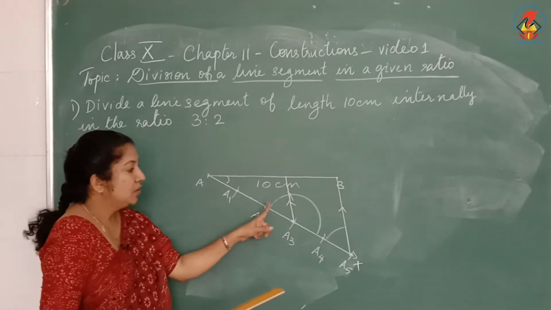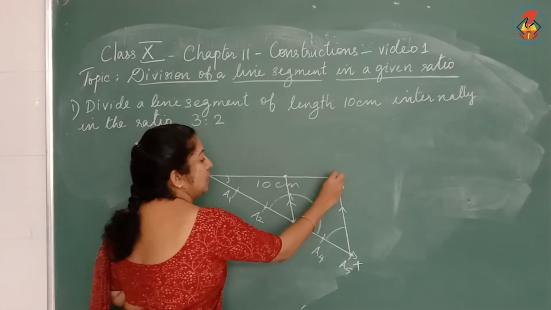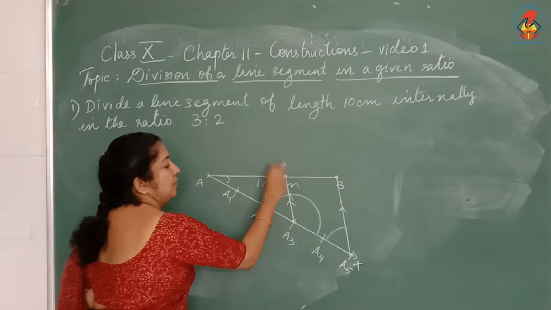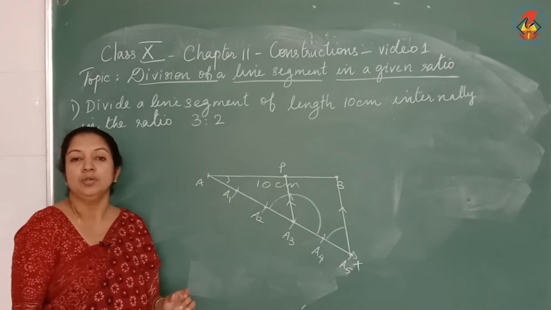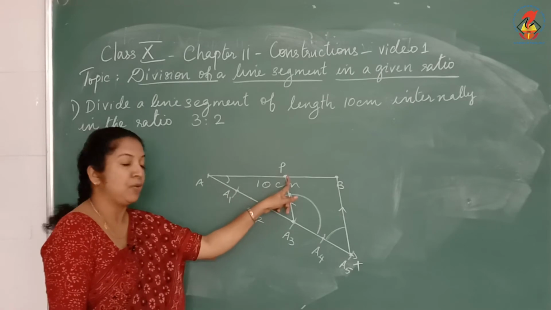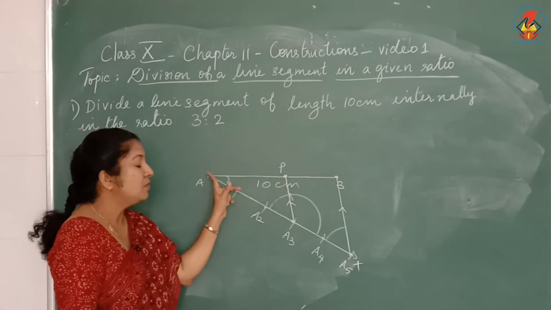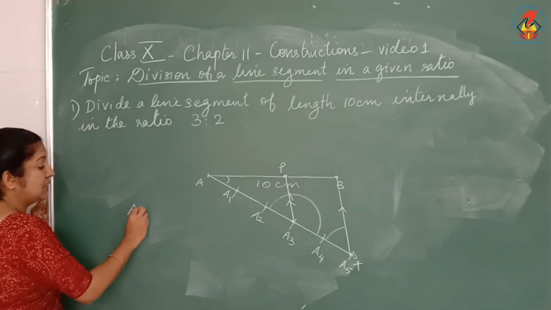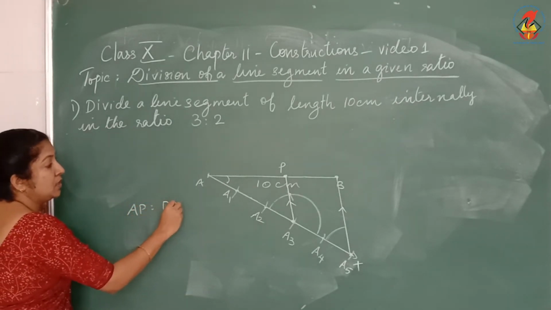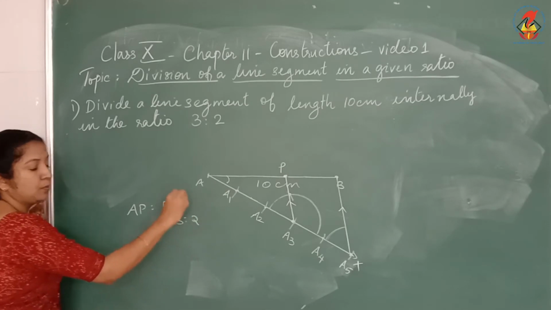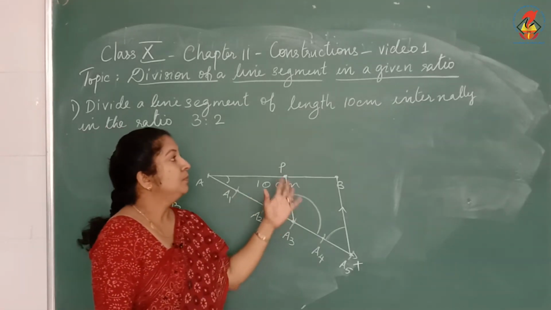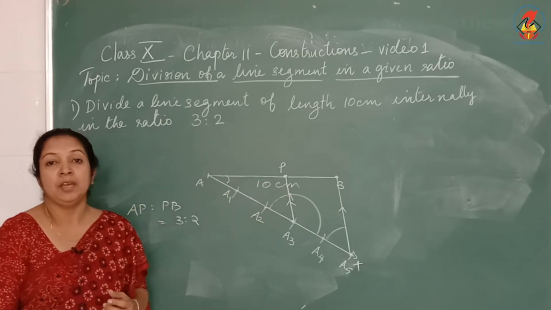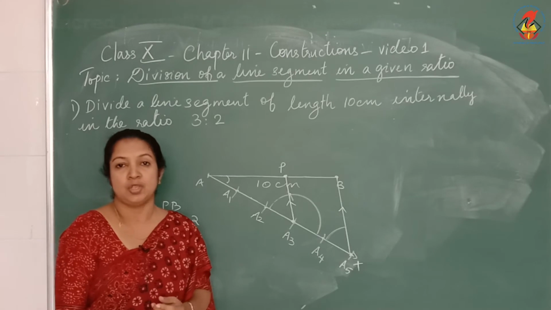So this is the point where it divides into the ratio 3:2. We can mark it as P. We can measure AP and PB, and we can see that AP is to PB is equal to 3:2. So what we have done is we have divided this line segment AB internally in the ratio 3:2.